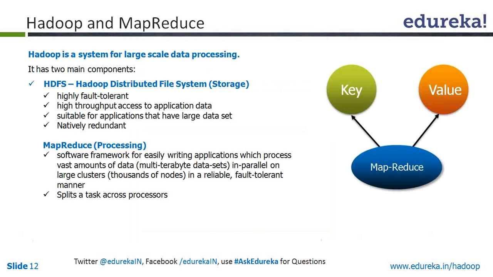When you talk about Hadoop, at the core of it, it has two components. One is HDFS and another one is MapReduce. HDFS, at the end of the day, is the storage component. This is where you will store all of your data within Hadoop. And MapReduce is the processing side of the story. You will use the MapReduce paradigm to process all of your data in Hadoop.